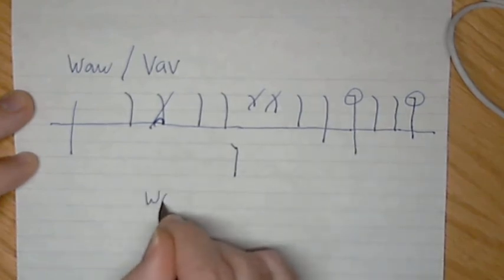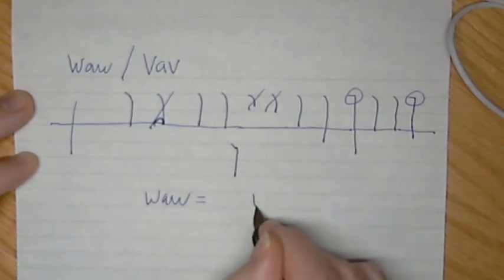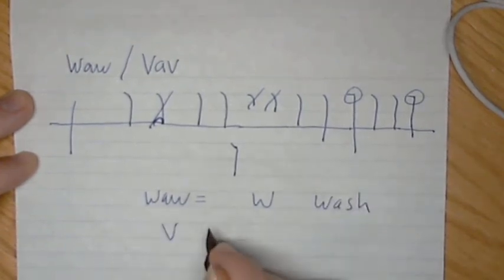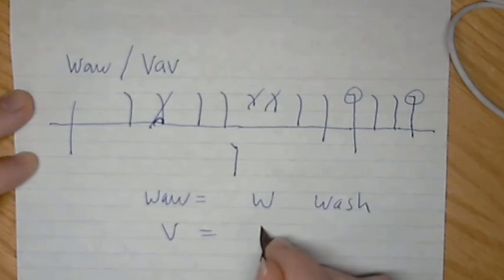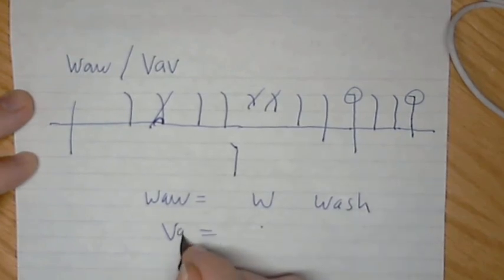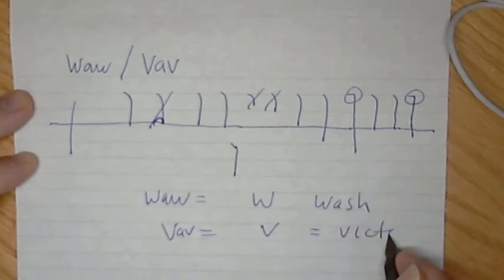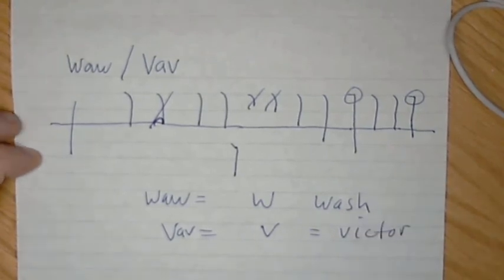And it's pronounced a W as in wash, or V as in Victor. And depending on the grammar, again, go with what your grammar does, and you'll be fine. So that is our Waw or Vav.